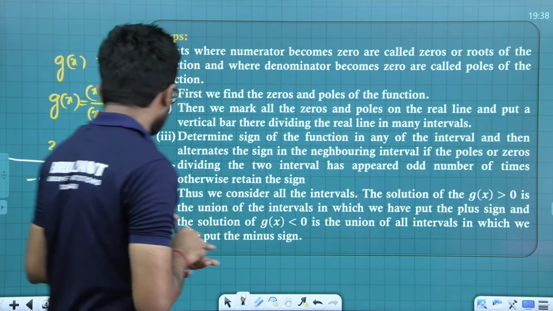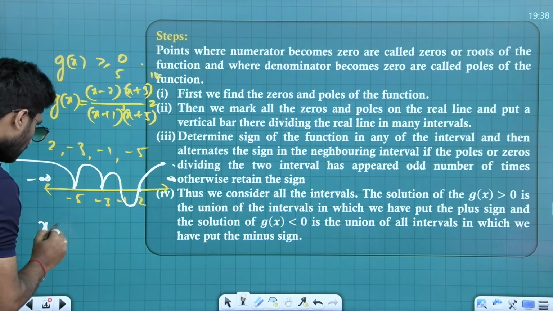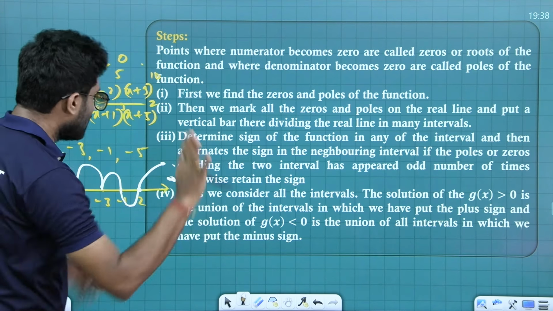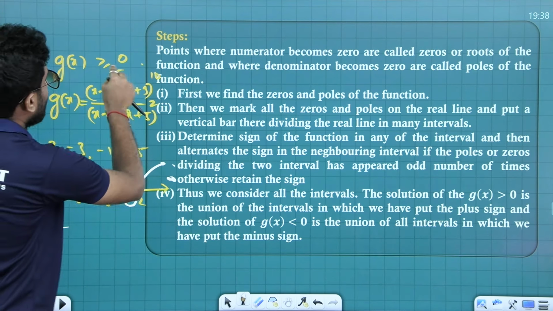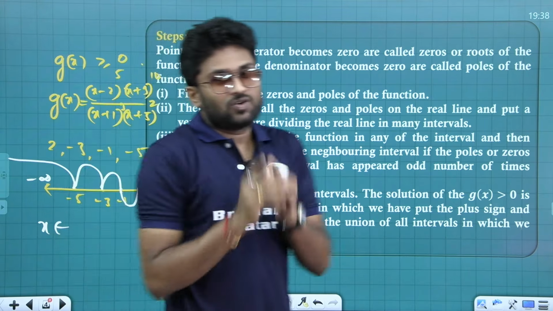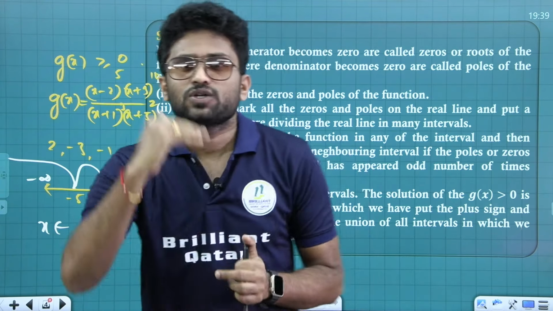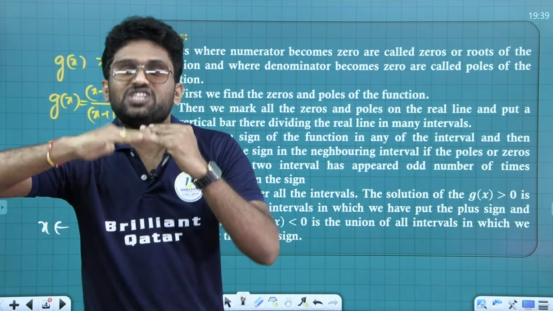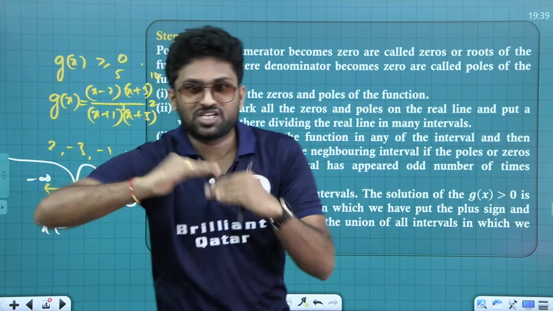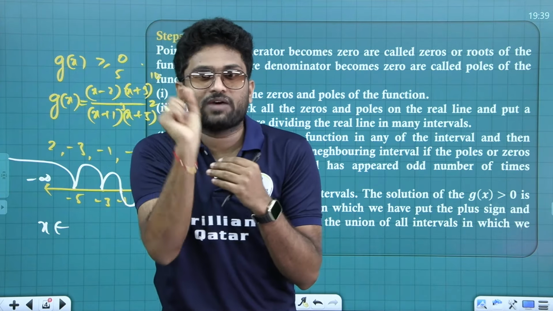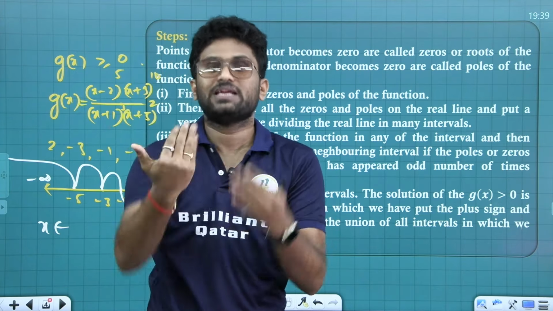Now, once we get this, look at this. We need greater than or equal to 0. Greater than means the region which lies above the number line. Wherever we have the curve above the number line, it's our region.